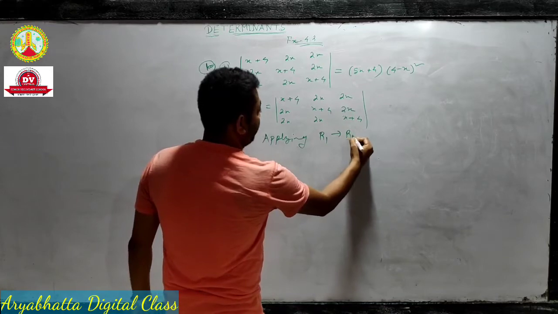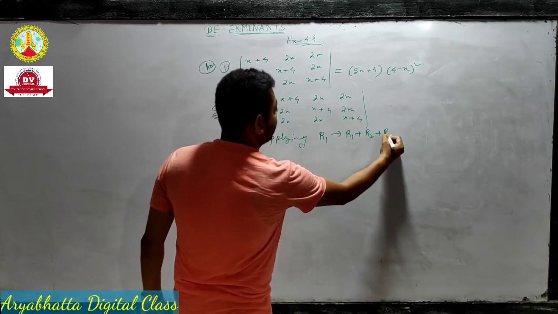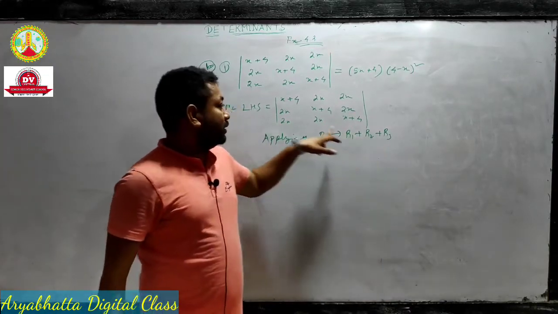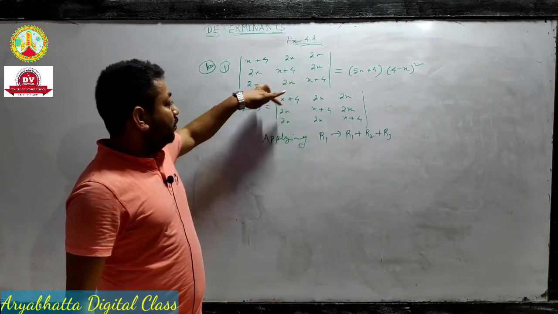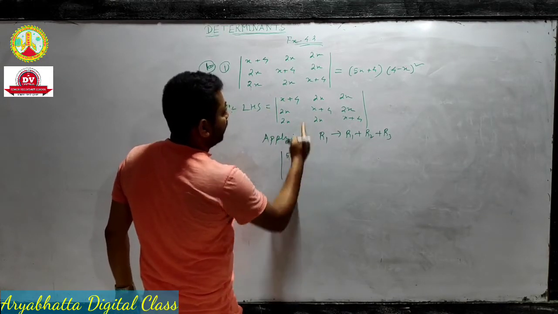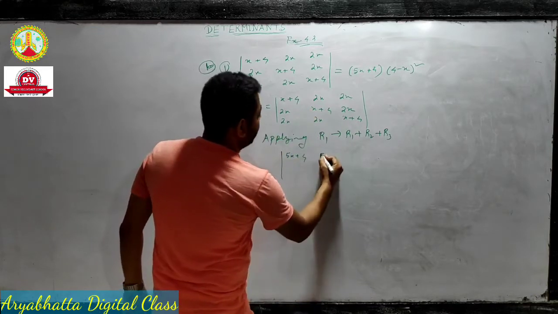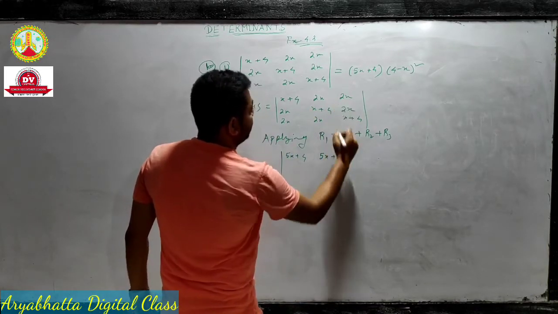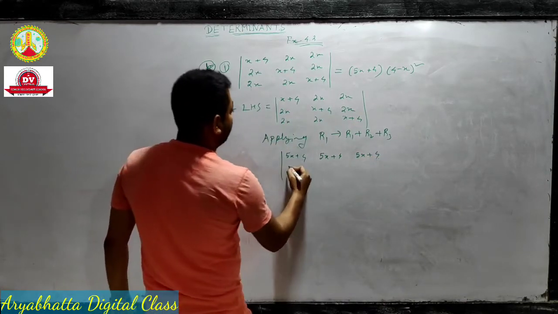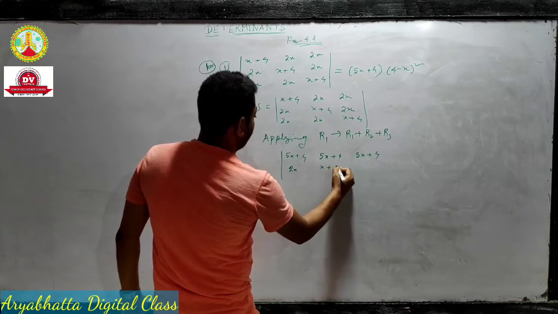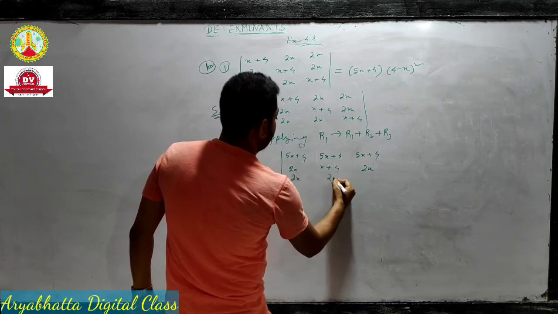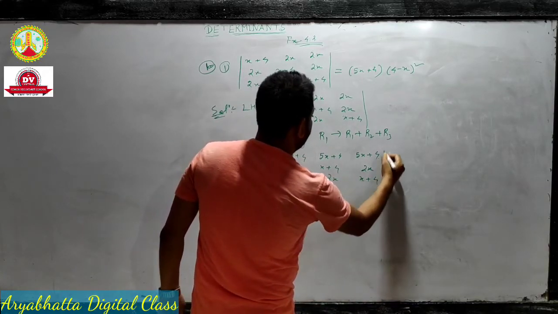R1 tends to R1 plus R2 plus R3, then we have x plus 4 plus 2x plus 2x, which is 5x plus 4, and likewise 2x plus x plus 4 plus 2x, this is equal to 5x plus 4. Next, R2 and R3 do not change: 2x, x plus 4, 2x; 2x, 2x, x plus 4.